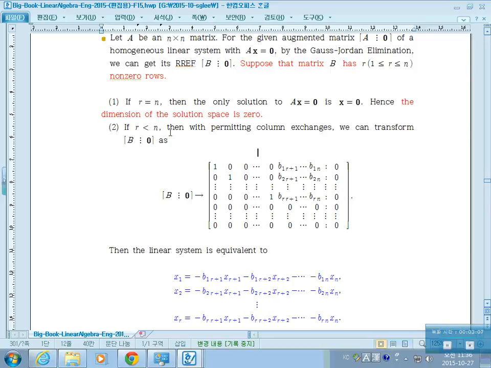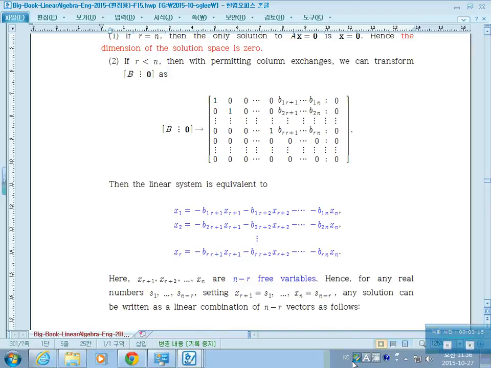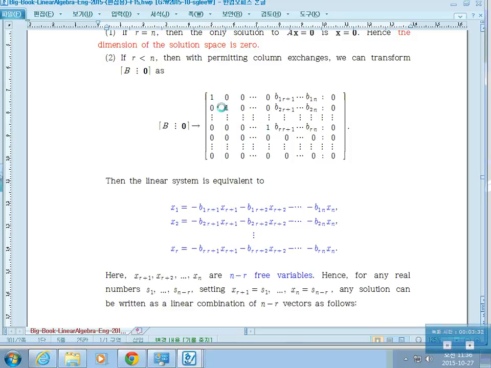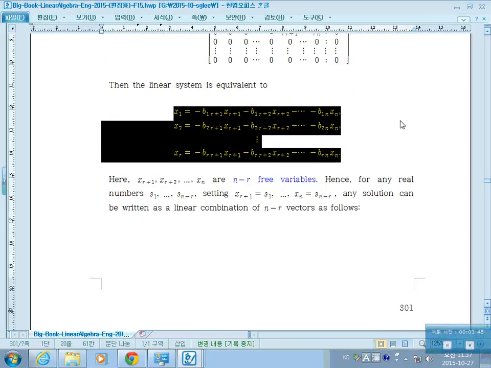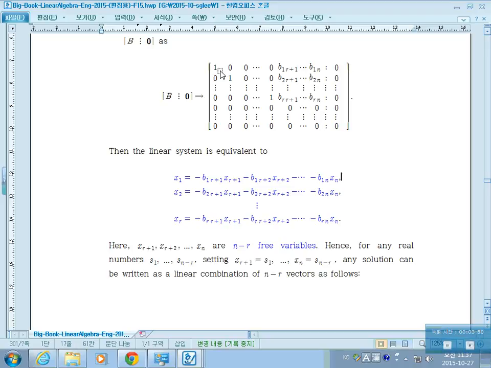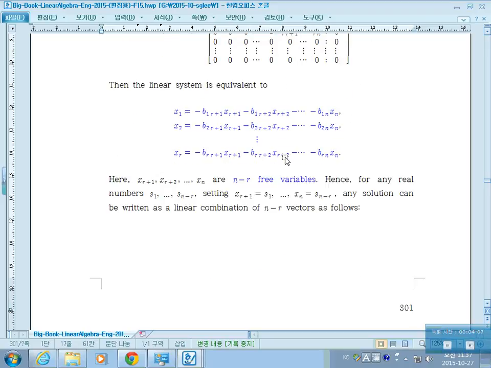Then we can transform this RREF form this way. We can change the columns so that all the leading non-zero entries come in front. We just move the leading ones to the left. Then we have the r ones in front and all the rest at the back. Then this linear system of equations is equivalent to this, isn't it? Here, if you have x1, x2, and xn, then x1 through xr are linear combinations of these. If we multiply this matrix with x1, x2, x3, xn, it equals 0.